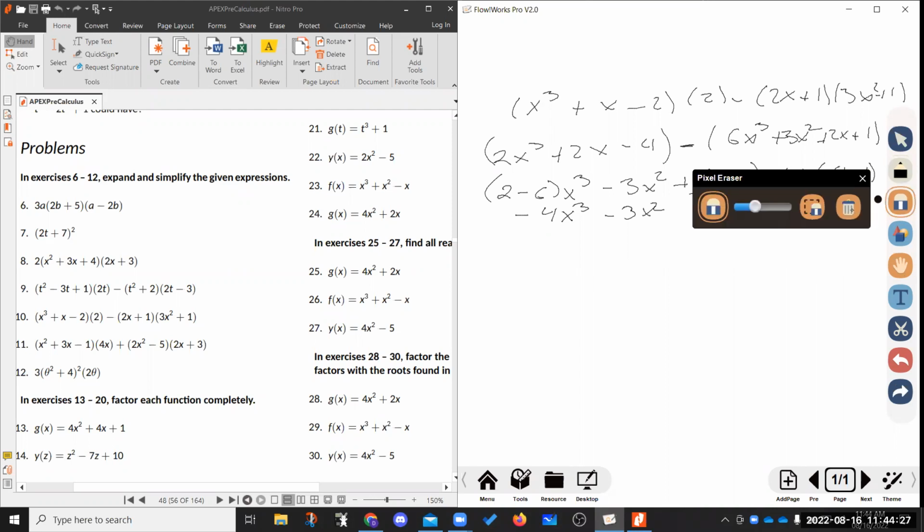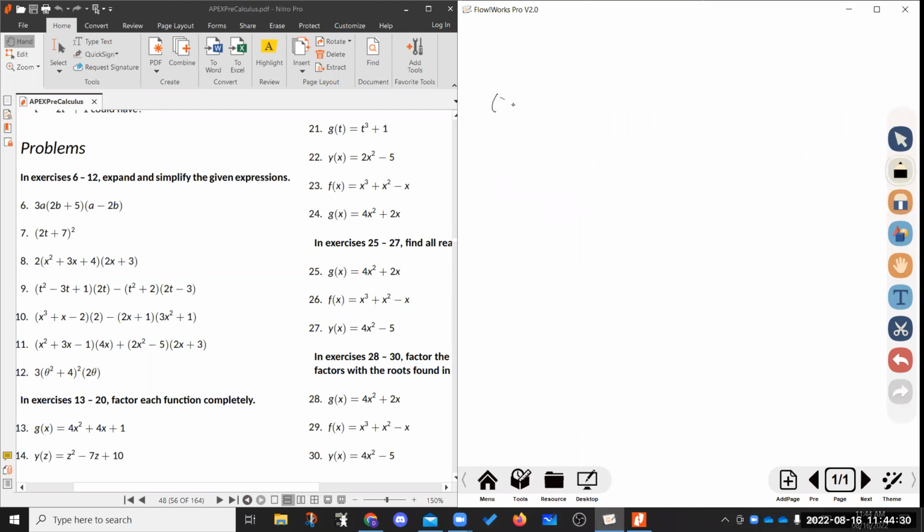Number 11. x squared plus 3x minus 1 times 4x plus 2x squared minus 5 times 2x plus 3. It's going to give us 4x to the third plus 12x squared minus 4x plus 4x to the third plus 6x squared minus 10x minus 5.